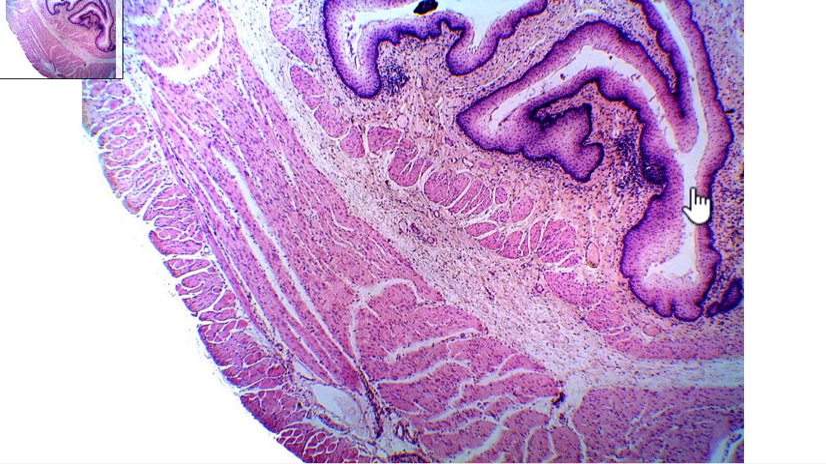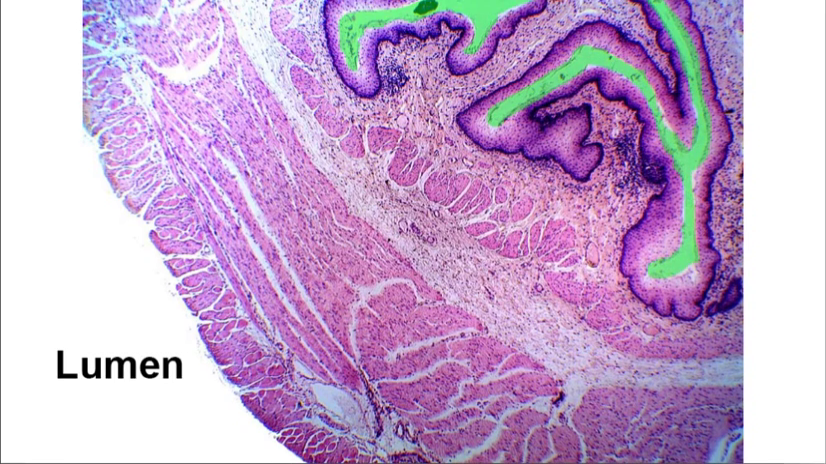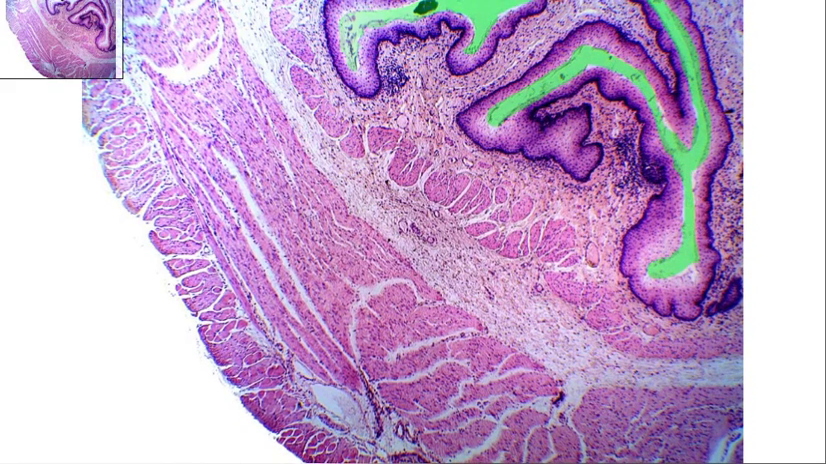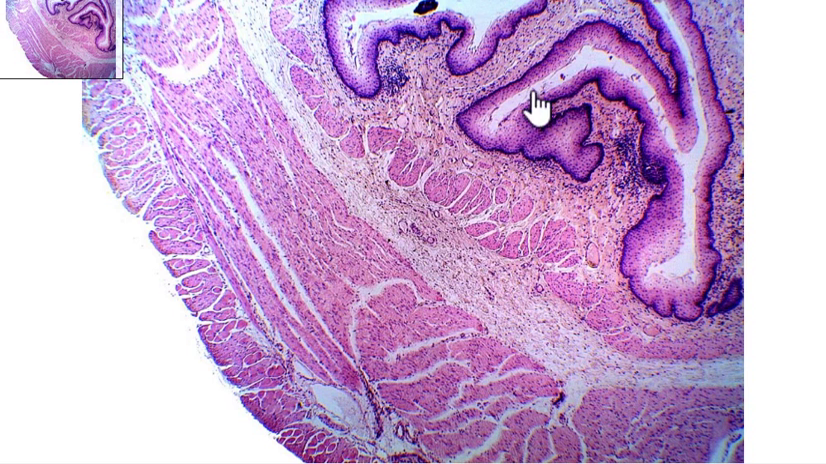In the very center here, this is where the chewed up food or the bolus will be moving through. This is the lumen. You can see how it looks like it's very thin. That's because the esophagus is usually collapsed unless something is being pushed through.